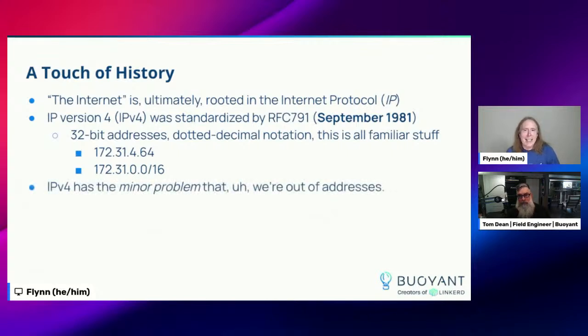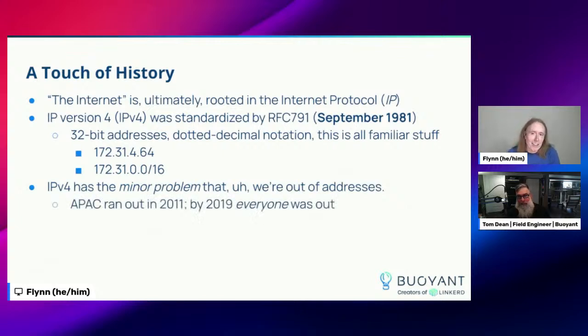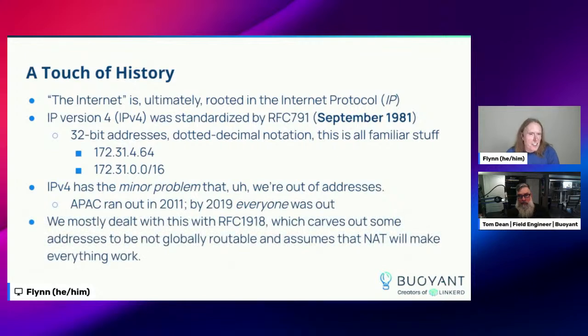It has the minor difficulty that we've run out of addresses in IPv4. Asia Pacific ran out in 2011. The rest of the world ran out by 2019. Nobody has large blocks of v4 addresses available these days at all. And we kind of dodged this by creating RFC 1918, which carves out some of the address space and explicitly says you can't globally route these.